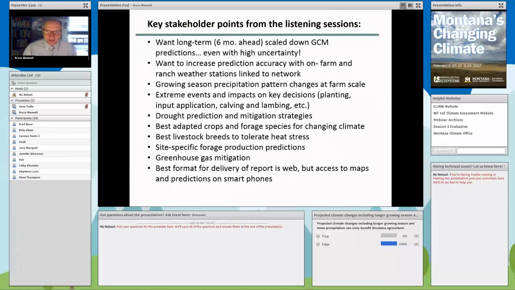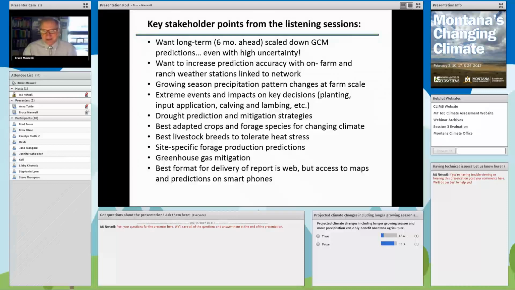They want to increase prediction accuracy with on-farm and ranch weather stations linked to a network. So they're all getting very interested in having their own weather station and recognizing that their weather might be different than the weather station even in the nearest town, which could be 50 miles away in Montana. But they all recognize that there's microclimates and that they should know something about that, and they would like to feed that into some sort of common place and be able to access that information and even access other more scaled up information from those sites. So having some sort of a network could be very useful.